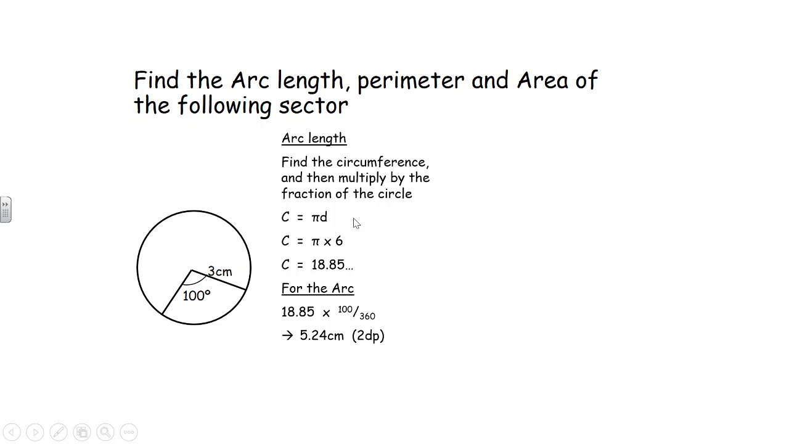Right, to make it a perimeter, we just need to add on our straight edges to our arc length. So we've got our arc length, we're going to add on the 3 for this side and the 3 for that side, which means the perimeter, the whole way around that sector, is 11.24 centimetres.